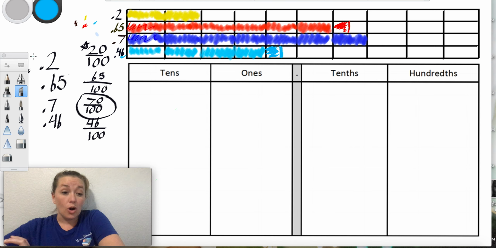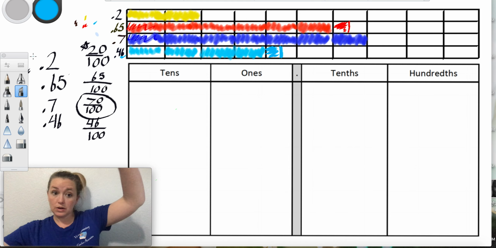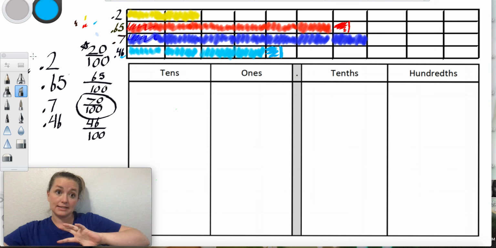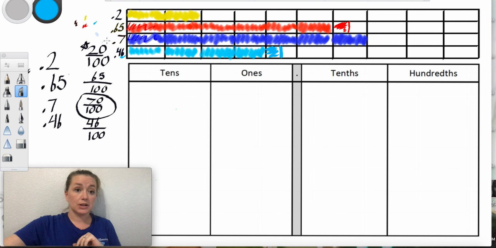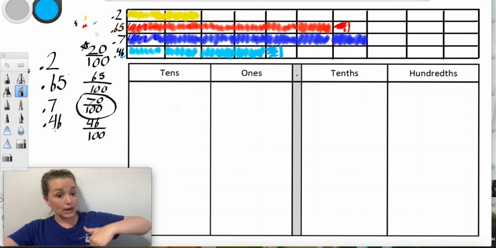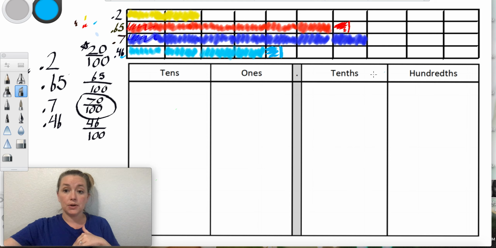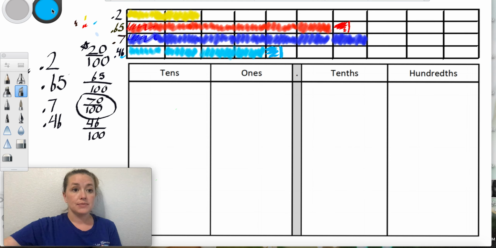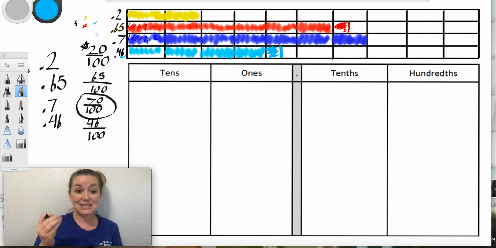Now it is so easy to see which one is greater, which one is less than. And in fact, what we're going to do is write these fractions in order from least to greatest on our place value chart. Okay, so which one is the least, the smallest?